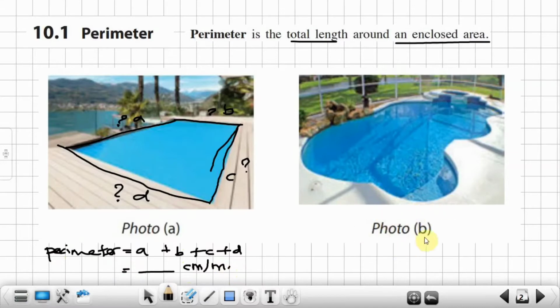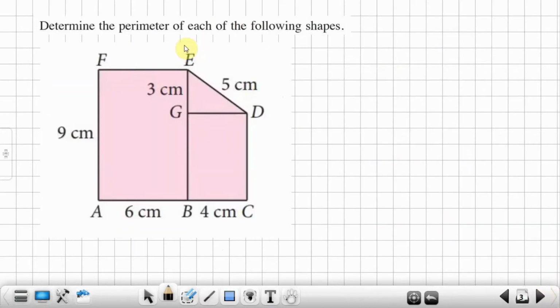Okay, so in photo B, still a swimming pool, but now we can see there are curved sides of this swimming pool. So how are we going to find out the perimeter of this swimming pool? What you need to do is measure this curved side using flexible things, for example, thread. Kita boleh guna benang. Alright, next.